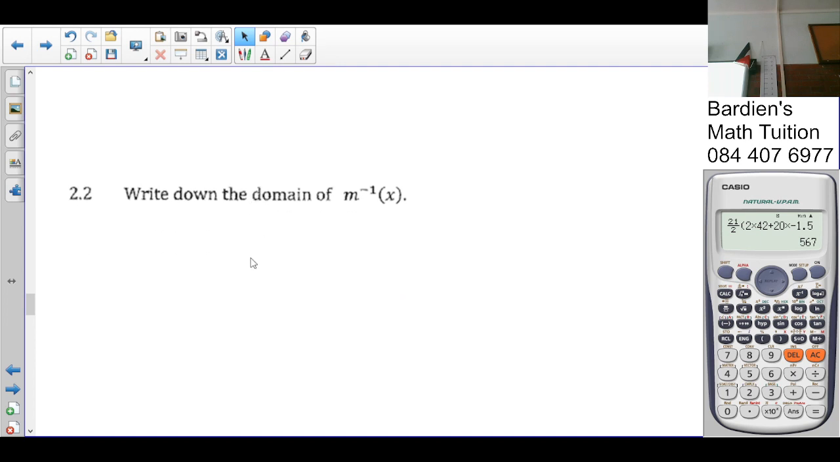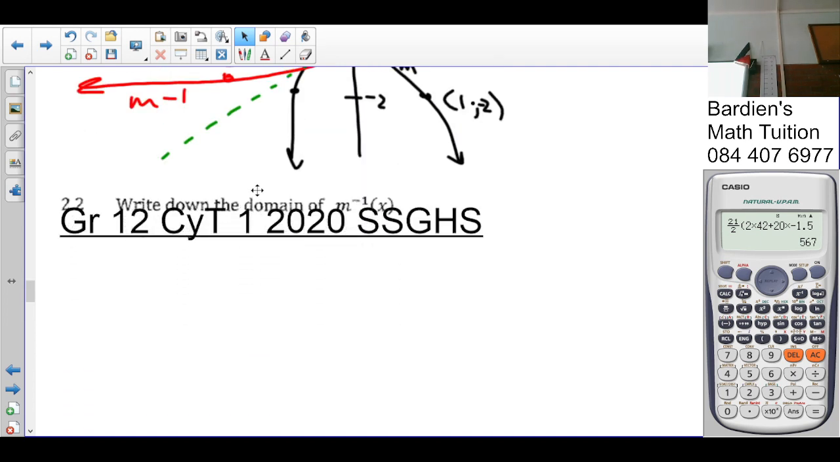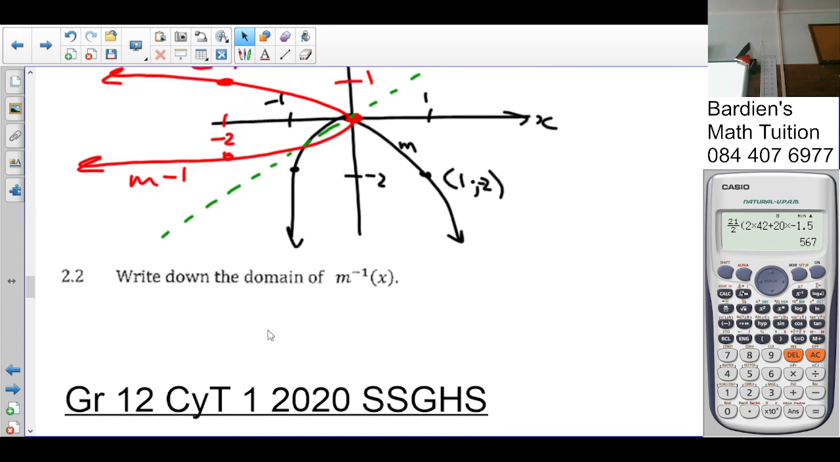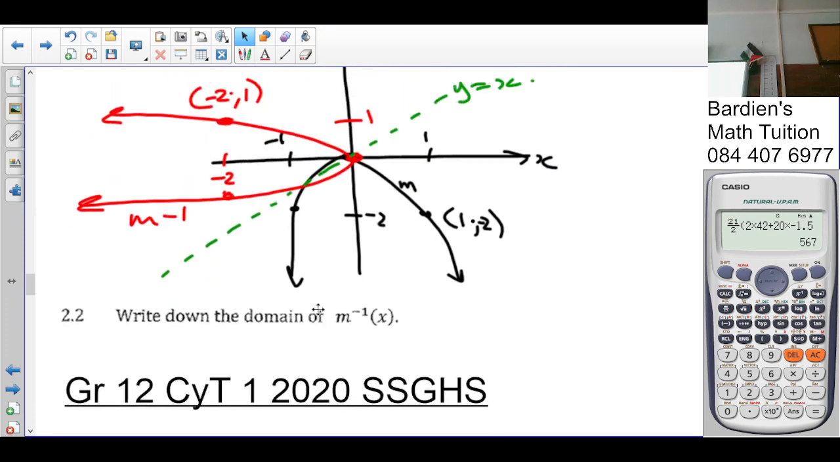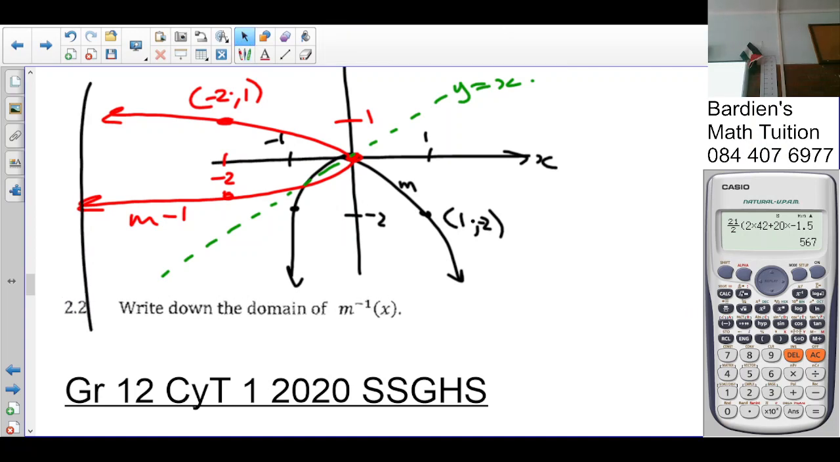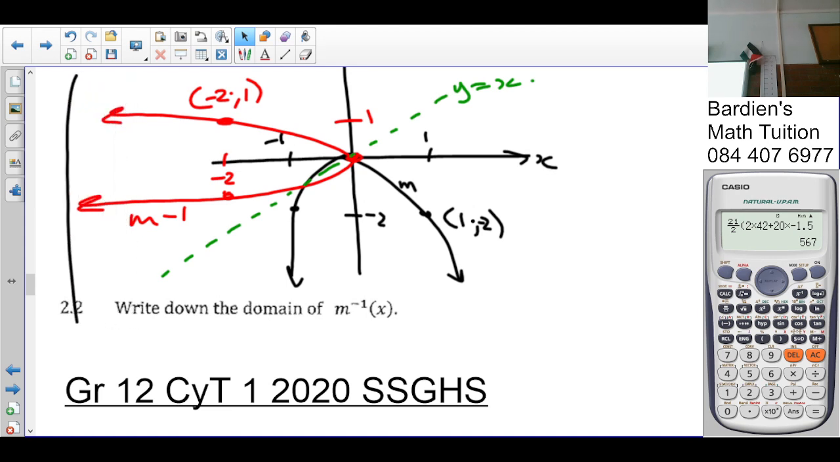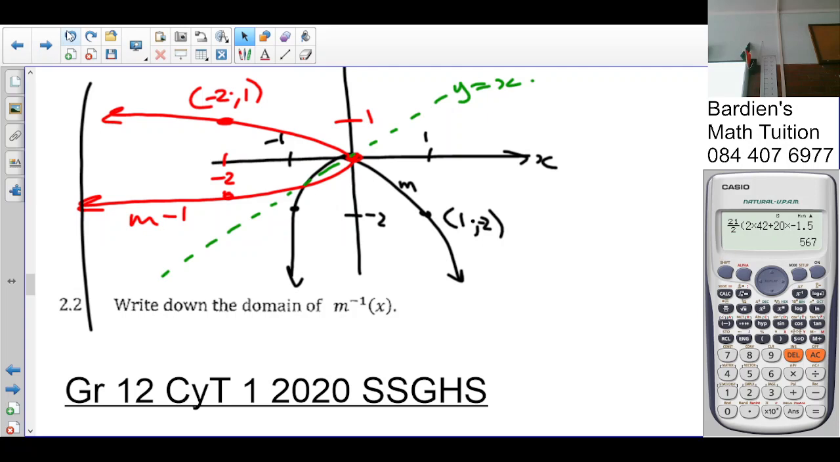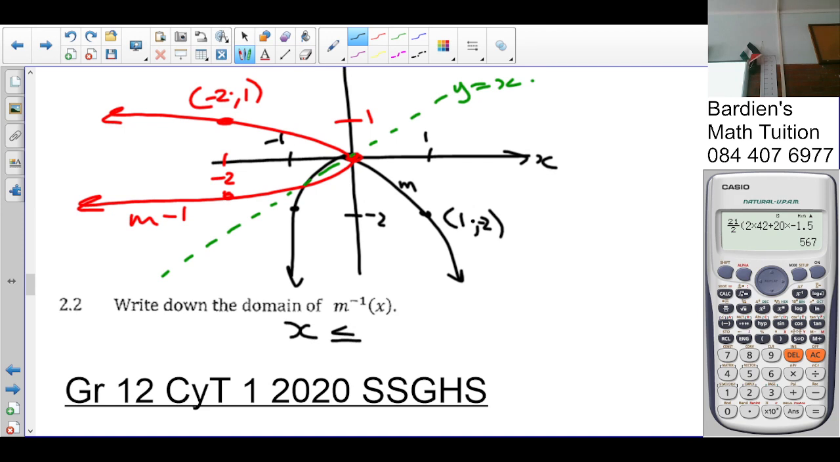Then the next question says, write down the domain of the inverse function. In this case it's a relation, but the question is with regards to the domain. So the domain is all possible x values. As you can see here, does the inverse exist at negative infinity? The answer is yes, it's going to negative infinity. But it stops existing after 0. So for the domain of this graph, x has to be less than 0. Does it exist at 0? Yes. So x is less than or equal to 0.